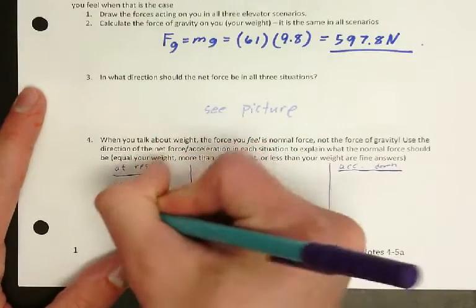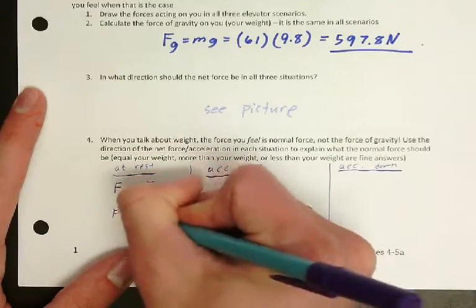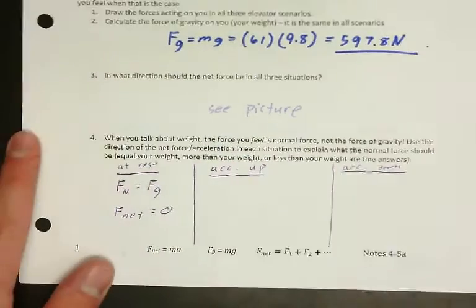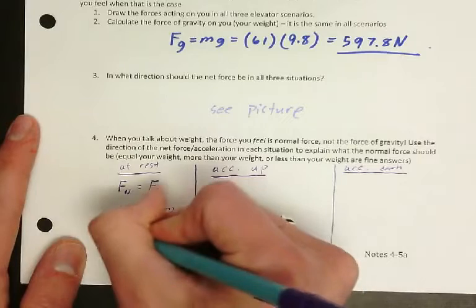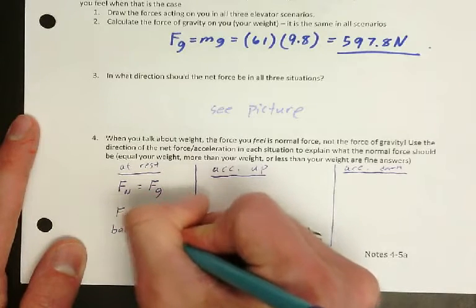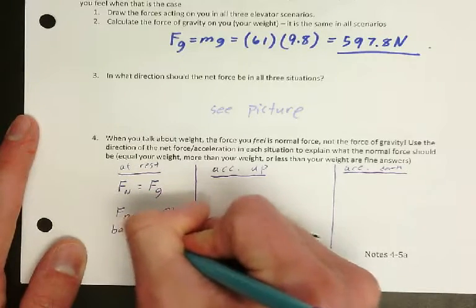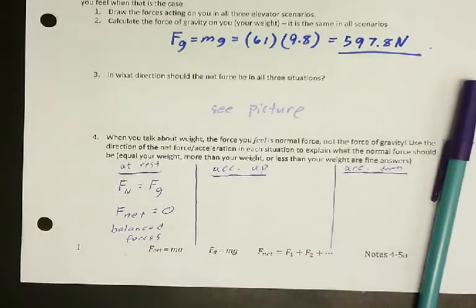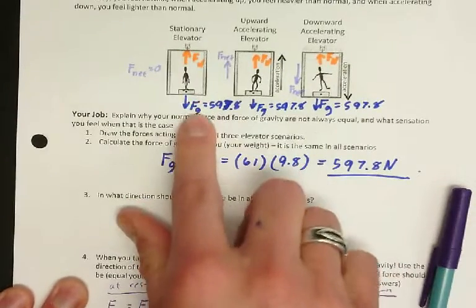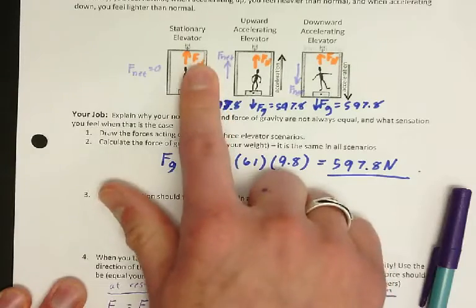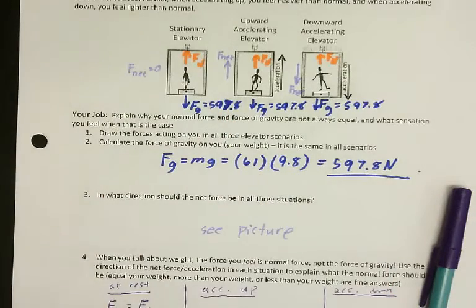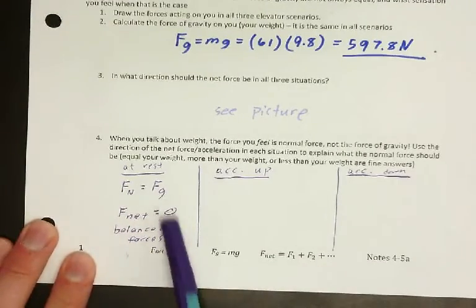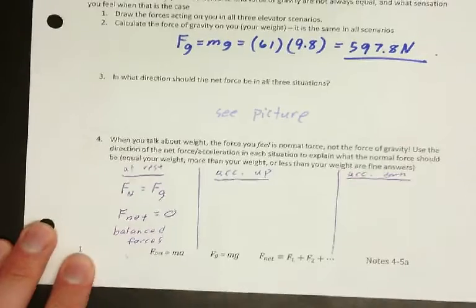Yes. The net force is 0. So because the net force is 0, Fn and Fg are going to be balanced, because there's no more up force than down force. So these forces are going to be equal. If gravity is 597.8, then the normal force is going to be 597.8. It'll be exactly equal and opposite. Again, not because of Newton's third law, but because the net force is 0. So they have to equal each other if the net force is 0.